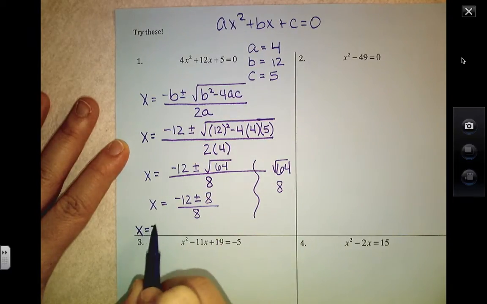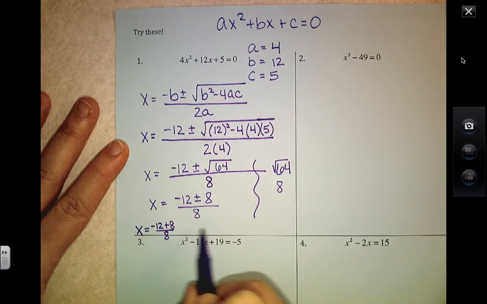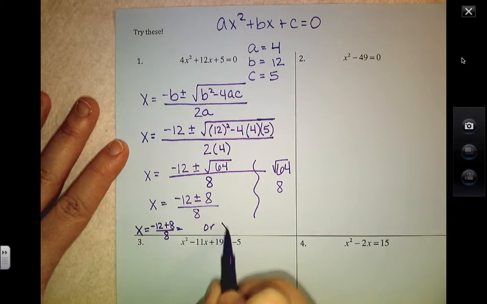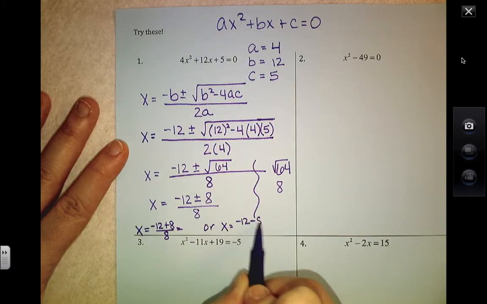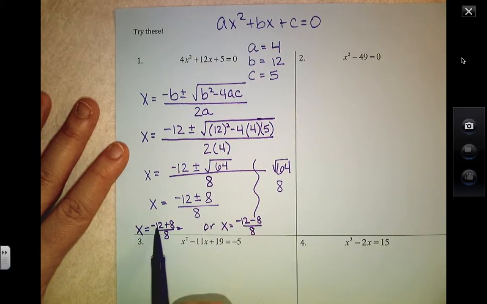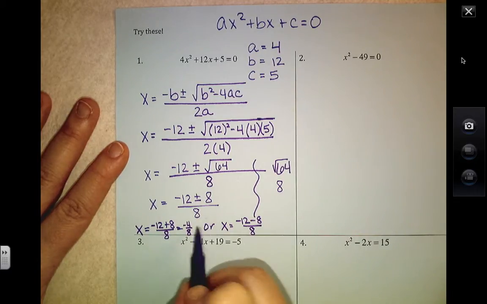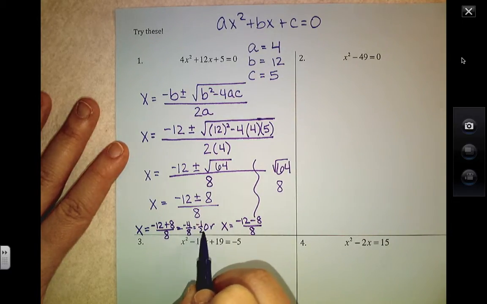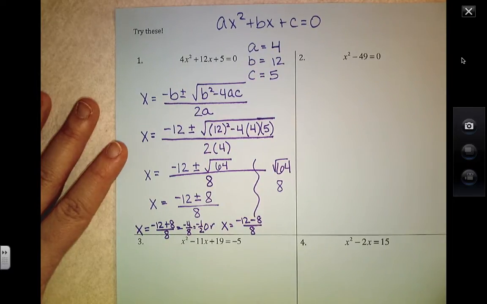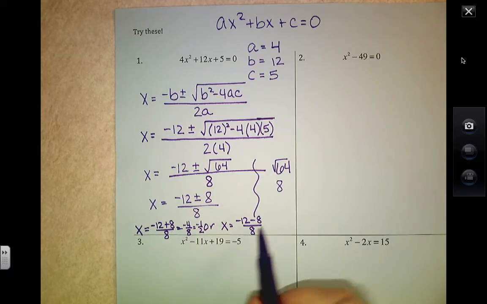So x is equal to negative 12 plus 8 divided by 8, and we'll figure out what that is in a second, or x is equal to negative 12 minus 8 divided by 8. And we just have to figure out what each of those are. So negative 12 plus 8 divided by 8. So negative 12 plus 8 is negative 4 divided by 8. And hopefully you know that reduces to negative 1/2. And the good news here again is that your calculator would do that reduction for you if you just typed it in. We'll practice that in class when you have a calculator.